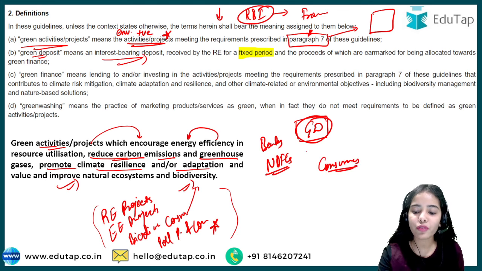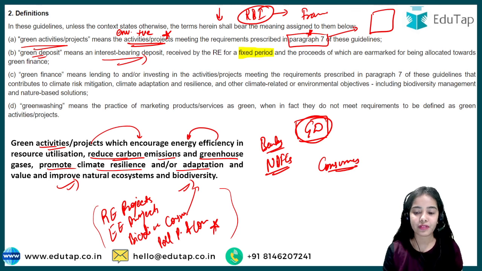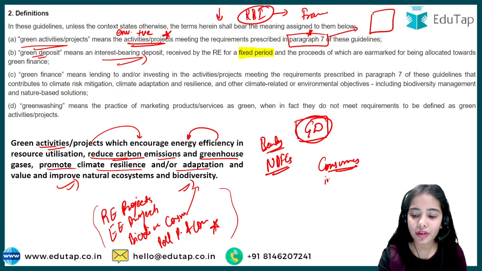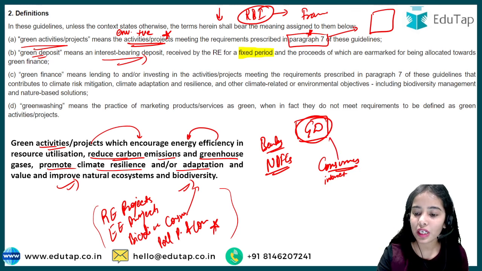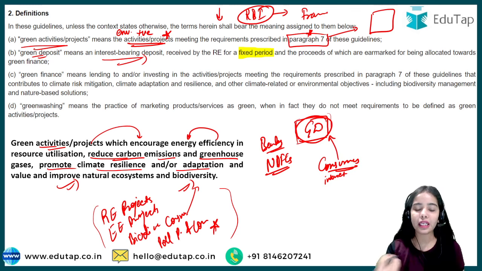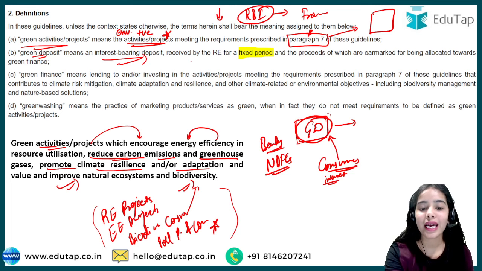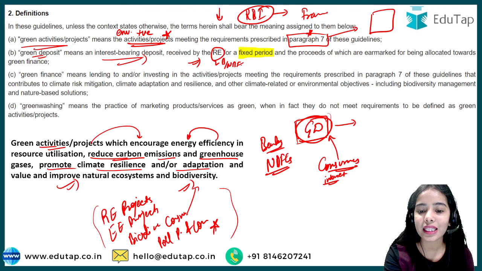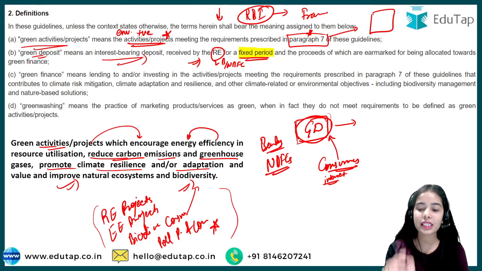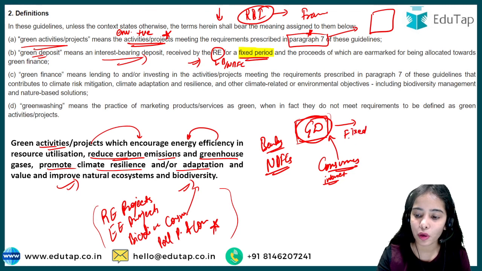Why would the consumer want to deposit the money with the bank or NBFC? The consumer should be getting some interest. So consumers will deposit the money in the green accounts, the green deposits. This is an interest bearing deposit received by the regulated entity, that is the bank or the NBFC, and this deposit is for a fixed period.